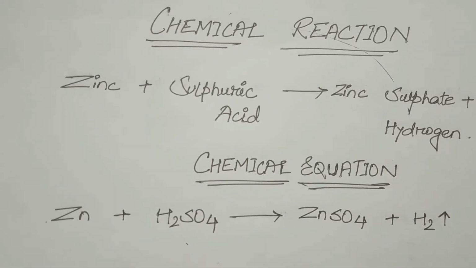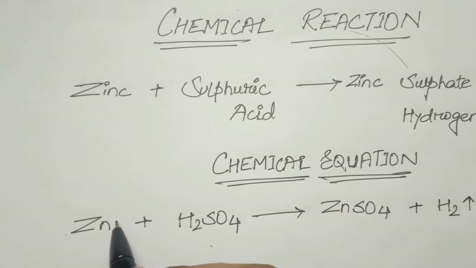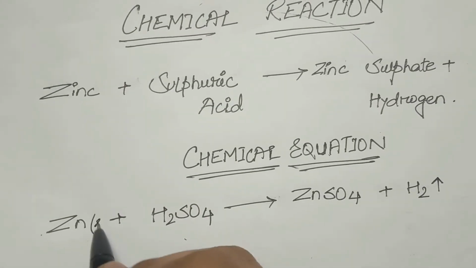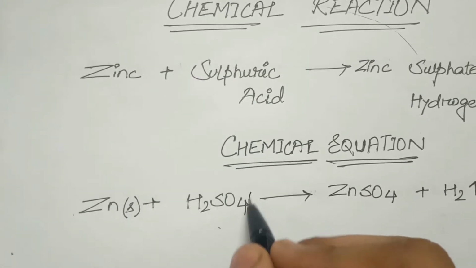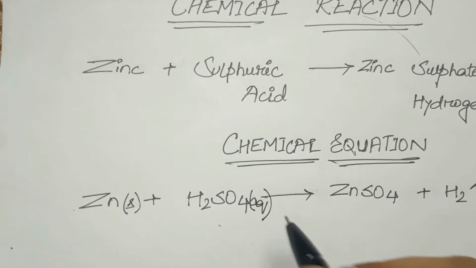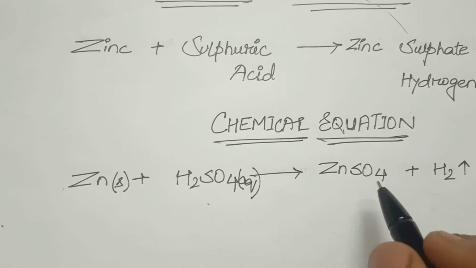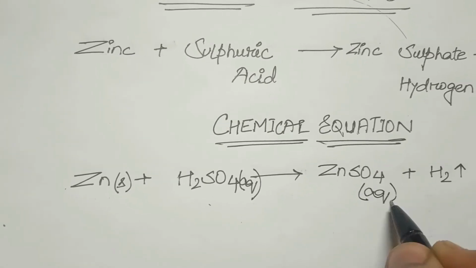Like in this reaction we can write it like this: Zn we have got in the form of solid, so we will write S. H2SO4 we have got in the form of aqueous solution, so we will write AQ. ZnSO4 also we will get in aqueous form, so we will write AQ.